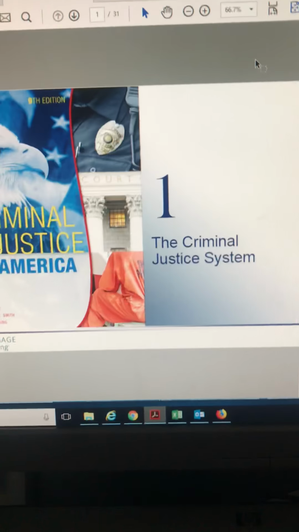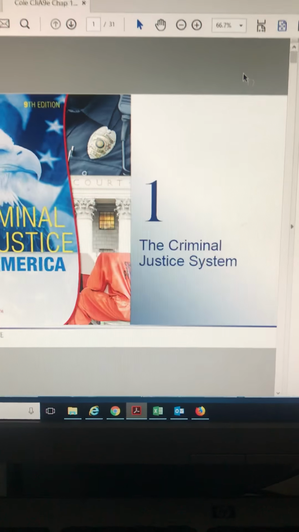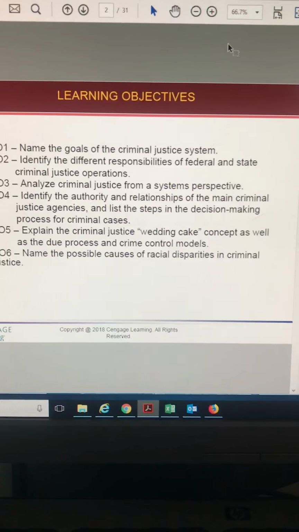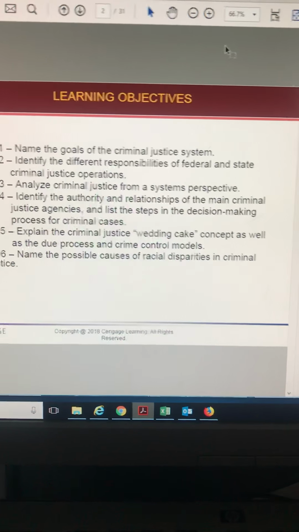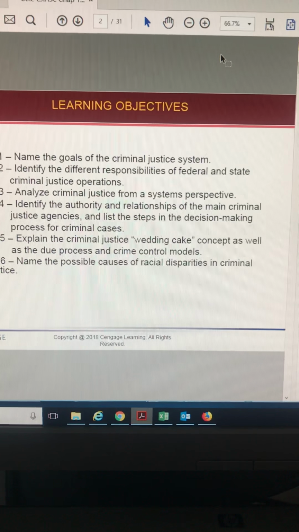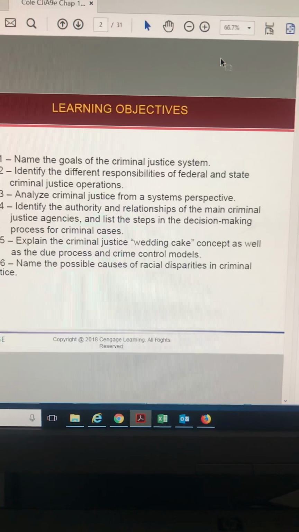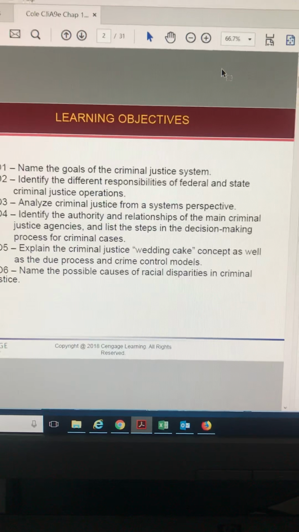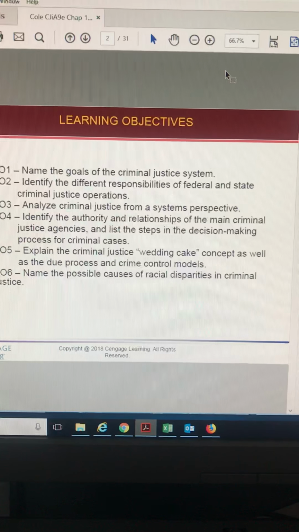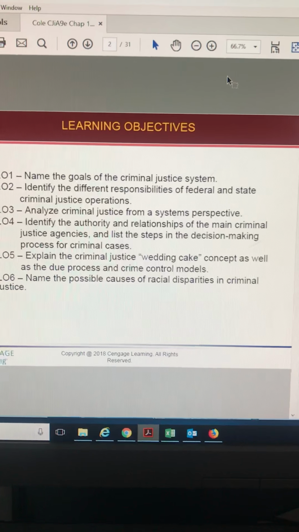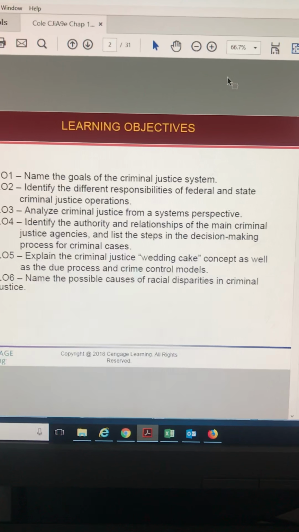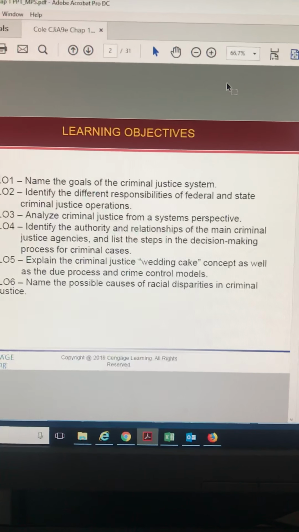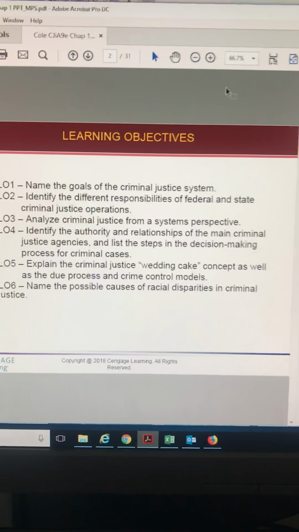So, quick update. We introduced Chapter 1, the criminal justice system. We ran through the learning objectives. We're going to list the goals of the criminal justice system. We'll do that later. Identify different responsibilities. Heavy emphasis on the difference between federal and state. Remember, there's a federal United States Supreme Court and there's a state Utah Supreme Court. Each state has their own court system, very comparable to the feds, and its own constitution.